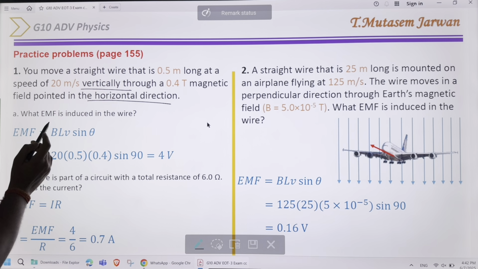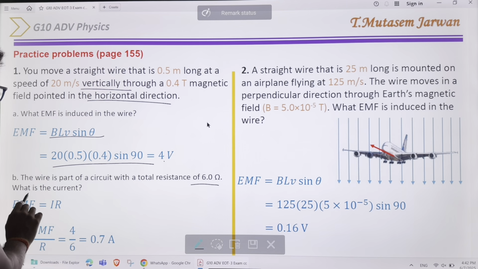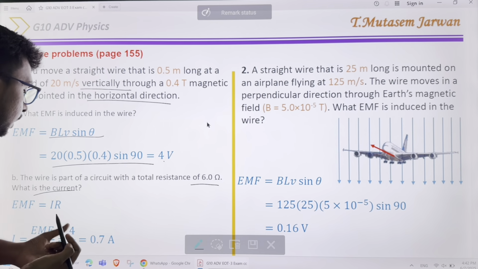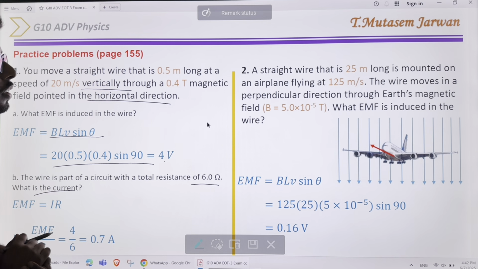The wire is part of a circuit with a total resistance of 6 ohm. What is the current? Again, use simple Ohm's law. You will get the value of current. I is equal to voltage over resistance.